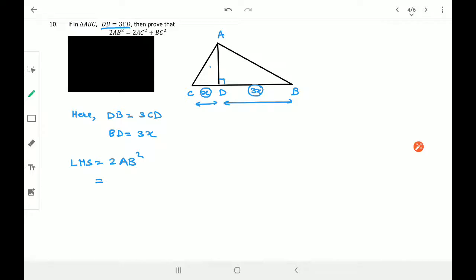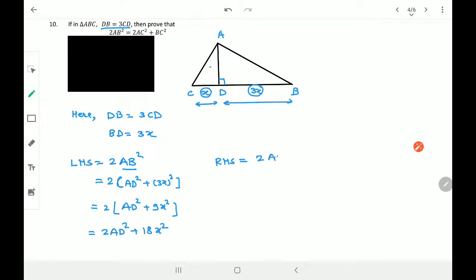So AB square is equal to, what is AB square equal to? Just a minute, it is 2 into bracket AB square. What is AB square? AD square plus 3x the whole square. So this will be 2 into bracket AD square plus 9x square. I'll multiply by 2: 2AD square plus 18x square. Do not worry about this weird number. I'll go for RHS, which is 2AC square plus BC square.